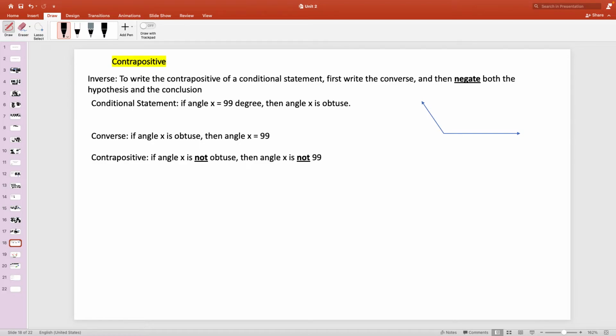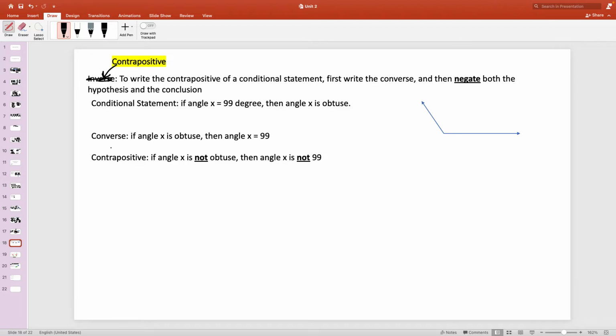So to write the contrapositive of a conditional statement, this is a typo here. Should be contrapositive. To write the contrapositive of a conditional statement, first write the converse and then negate both the hypothesis and the conclusion. So let me explain. It's a two-step process. The conditional statement says if angle x is 99 degrees, angle x is obtuse. Pretty simple. First write the converse.